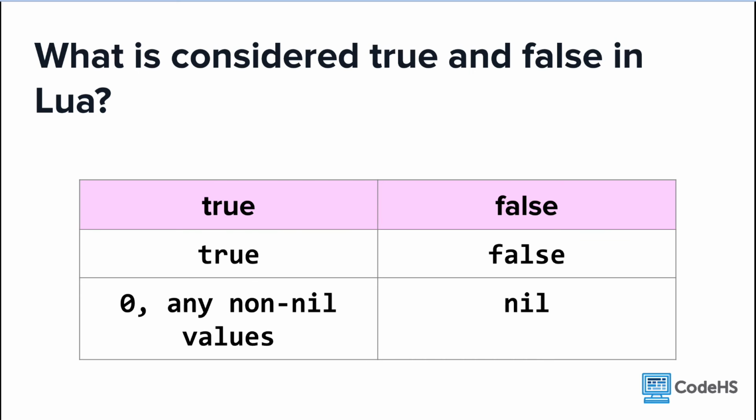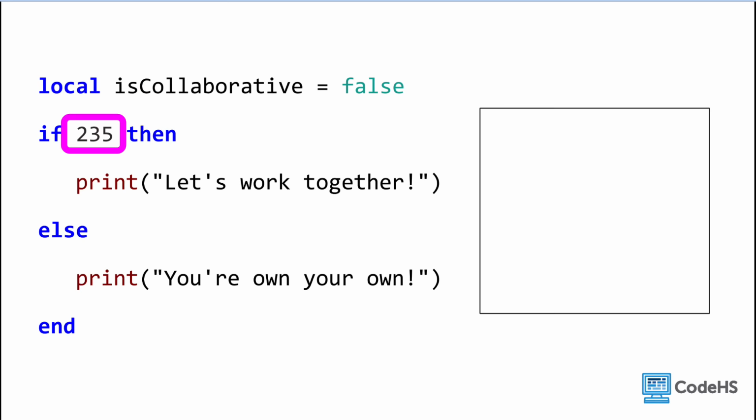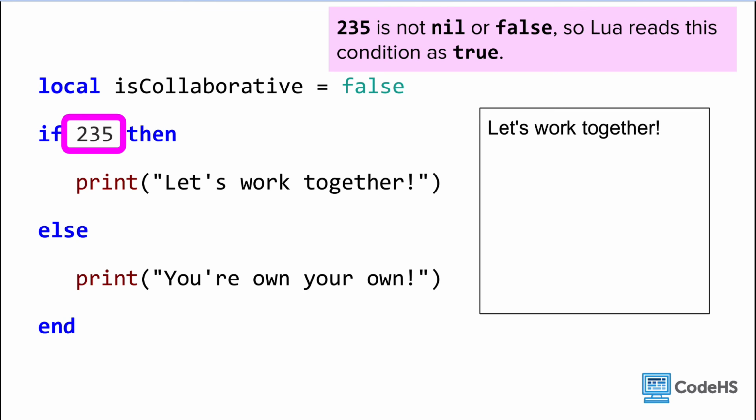Let's take a quick look at how this works. Sticking with the same example, we've input the number value of 235 as our condition. What do you think will happen when we run the program? Well, it'll print the true portion. "Let's work together." This is because 235 is not nil and it's not false. So Lua reads this condition as true.